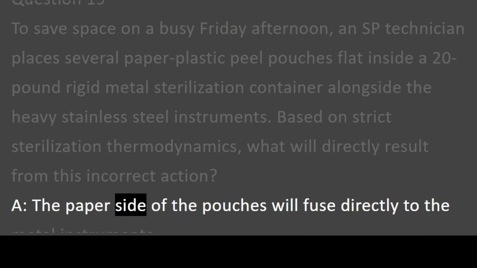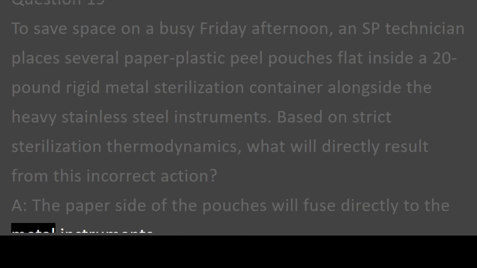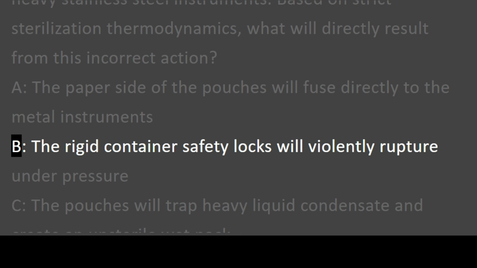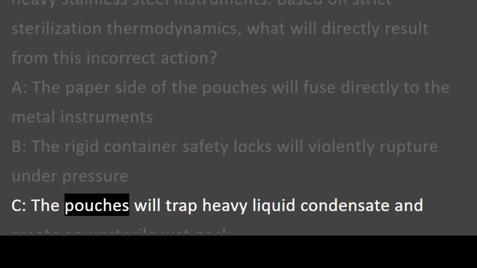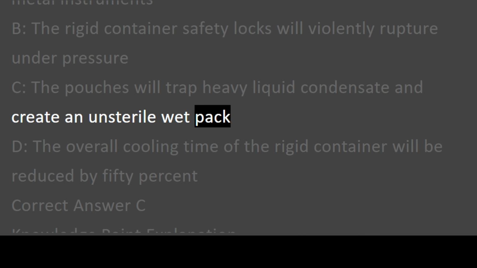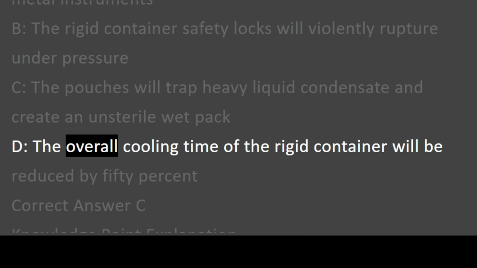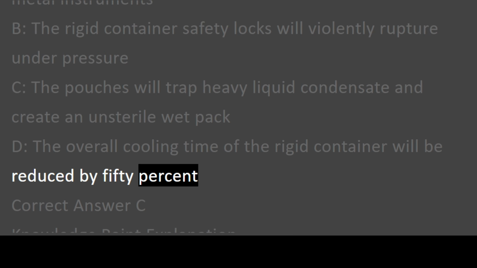A. The paper side of the pouches will fuse directly to the metal instruments. B. The rigid container safety locks will violently rupture under pressure. C. The pouches will trap heavy liquid condensate and create an unsterile wet pack. D. The overall cooling time of the rigid container will be reduced by 50%.